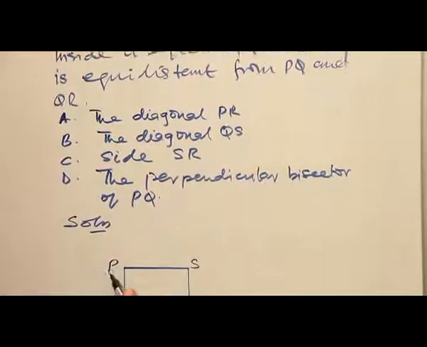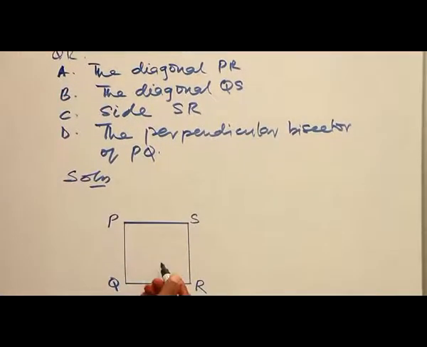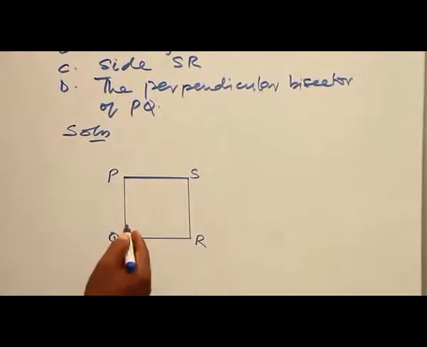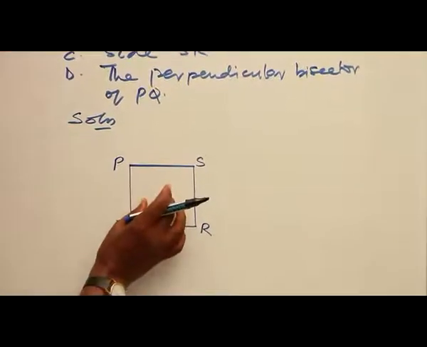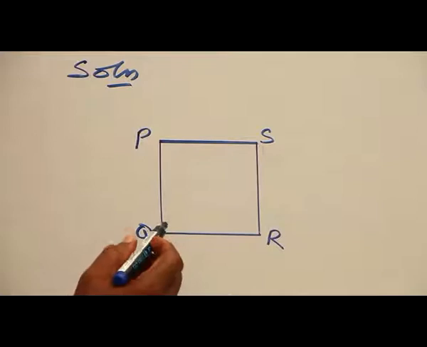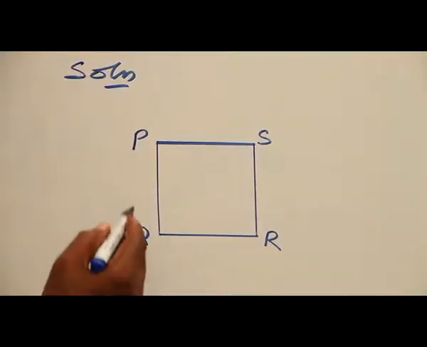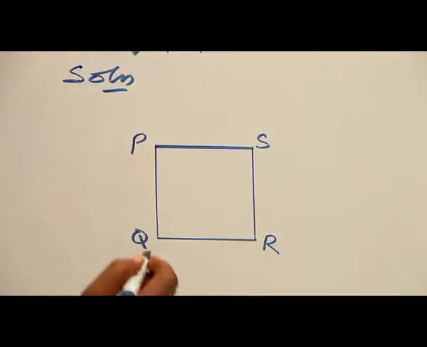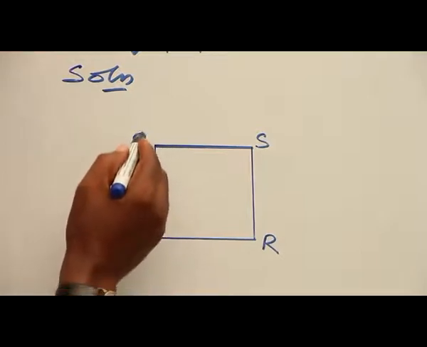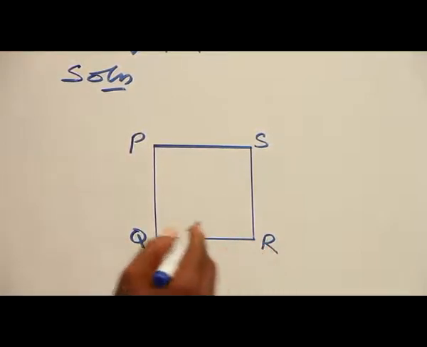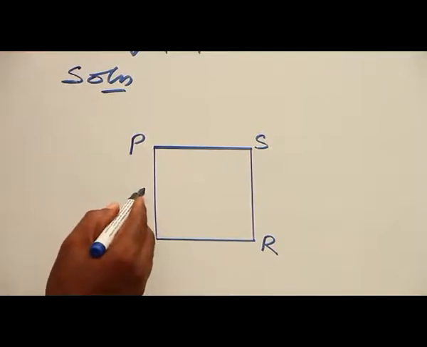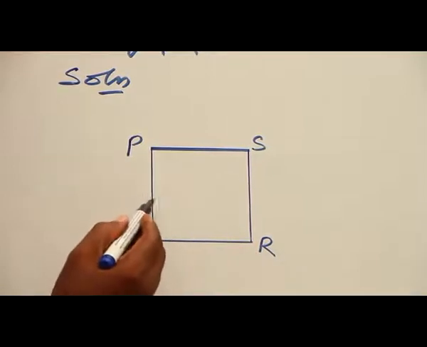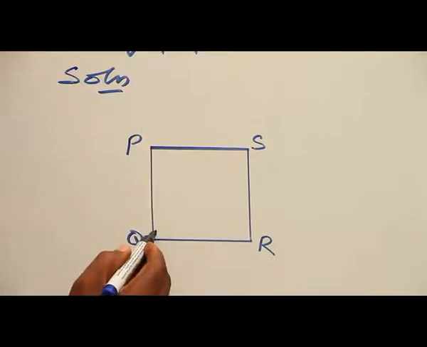Solution. Here we have the diagram describing the information. A square PQRS. And we are to determine the locus of a point inside this square PQRS, which is equidistant from PQ and QR. This is the line PQ and this is the line QR. Now, in this case, the locus of points equidistant from the line PQ and QR will be the bisector of the angle formed by the line PQ and QR. So we bisect this angle here, which is 90 degrees now.